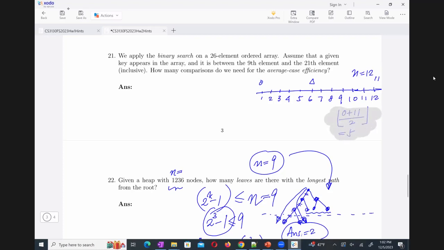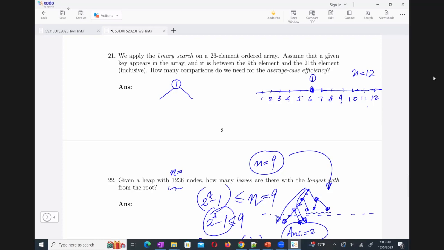So here, let me draw the binary tree. This is the median. That means the first comparison is here. The first comparison is here. Let me put 1 here. That's the root, 1.